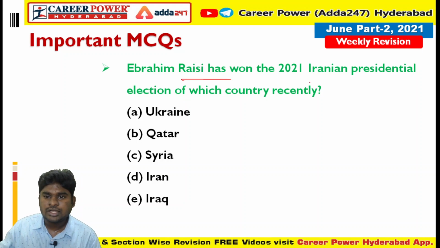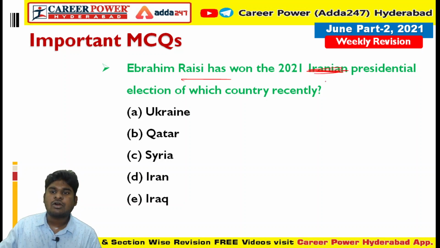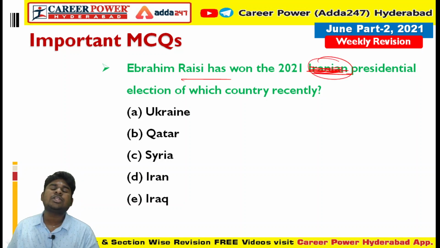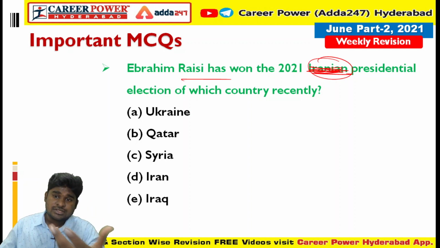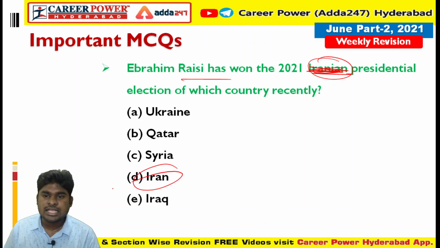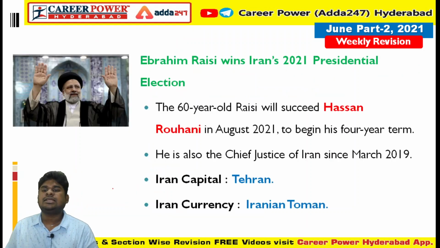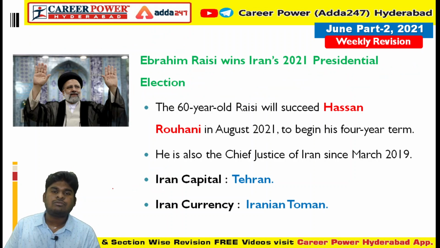Ibrahim Raisi has won the 2021 election of which country? So the answer is in the question itself. The answer is Iran. Ibrahim Raisi succeeded Hassan Rouhani, for a total 4 years term as the president of Iran.